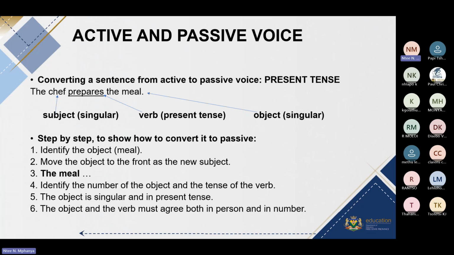Now, very important, the object and the verb must agree both in number and in person, meaning that the chef is singular and in third person. Third person singular. If the verb and the object do not agree, you are not going to get the answer correct because you are going to use the incorrect auxiliary verb or forms to be of the verb. So the object, the meal, and the verb prepares must agree both in person and in number.